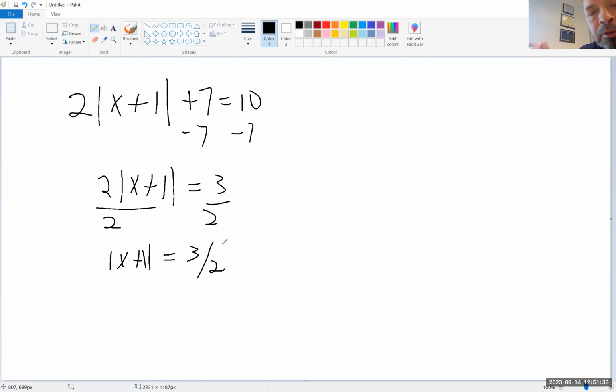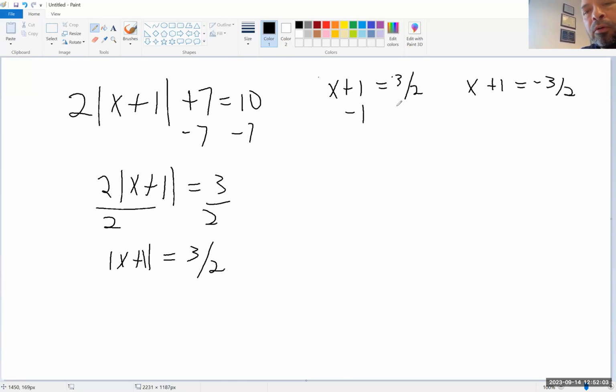I'm going to break that up into 2 pieces. Into first, the absolute value of x plus 1 is 3 halves, and I'm actually going to remove the absolute value piece. And I'm also going to solve x plus 1 is equal to negative 3 halves.